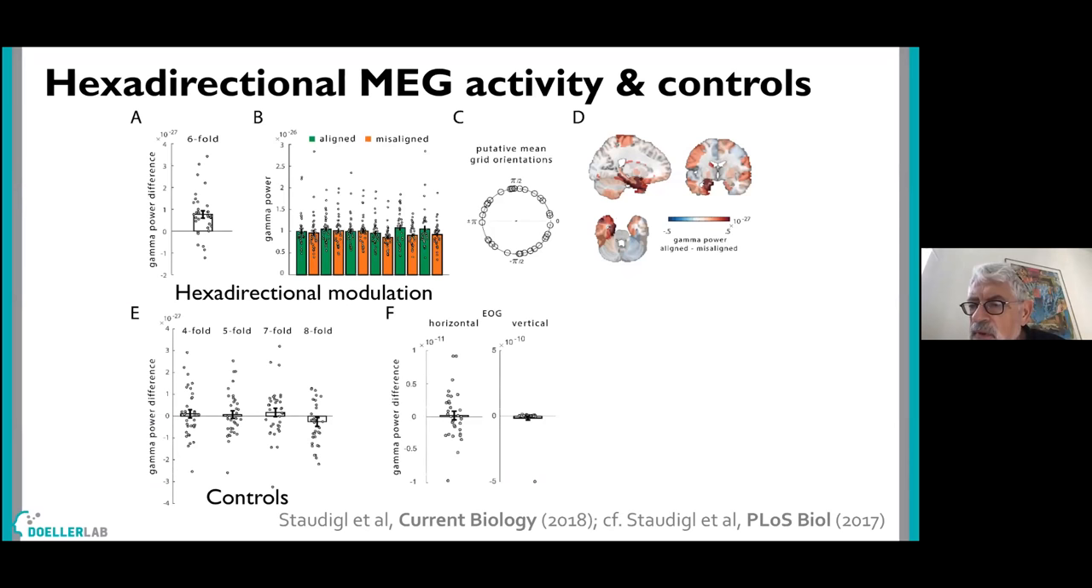Yeah, this has to do with the scaling of the signal, I think. Yeah. But well spotted.